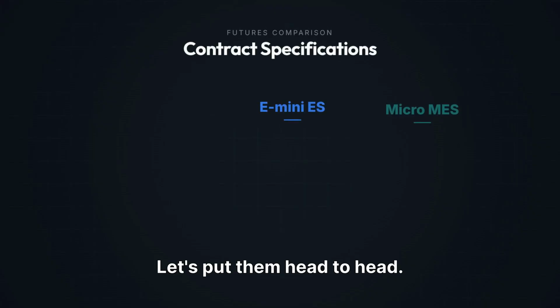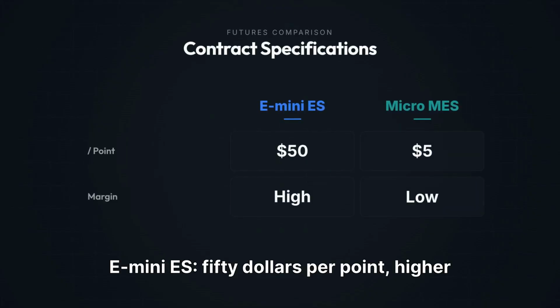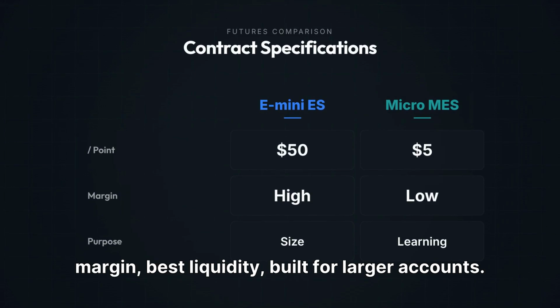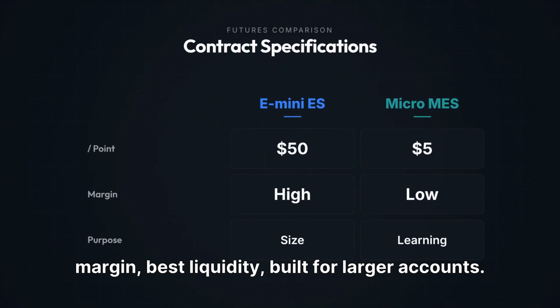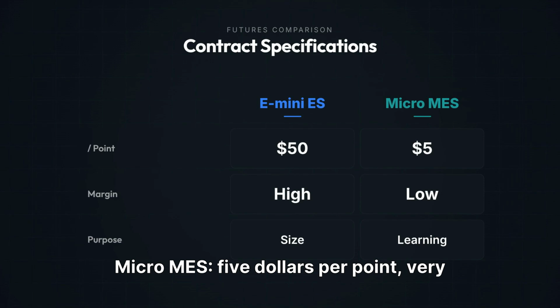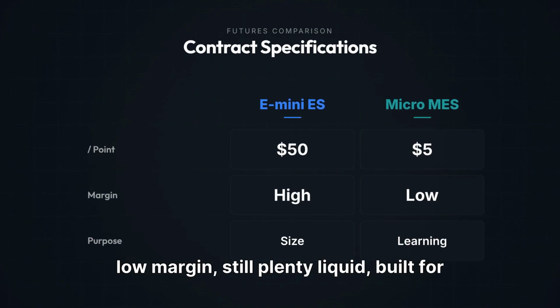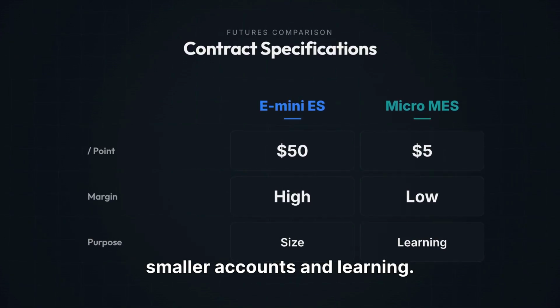Let's put them head to head. E-mini ES, $50 per point, higher margin, best liquidity, built for larger accounts. Micro MES, $5 per point, very low margin, still plenty liquid, built for smaller accounts and learning.